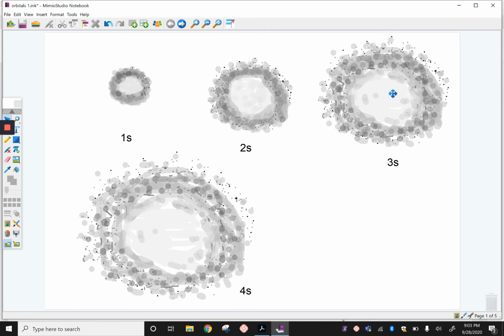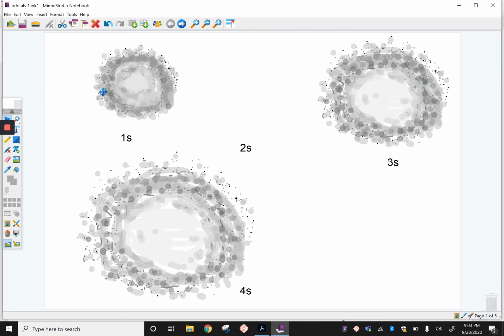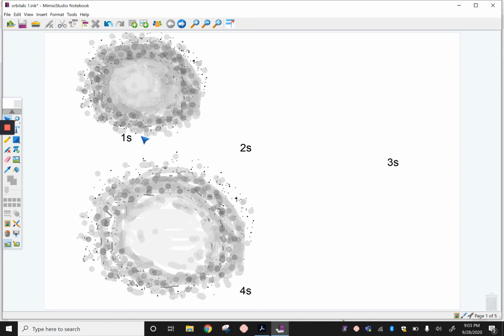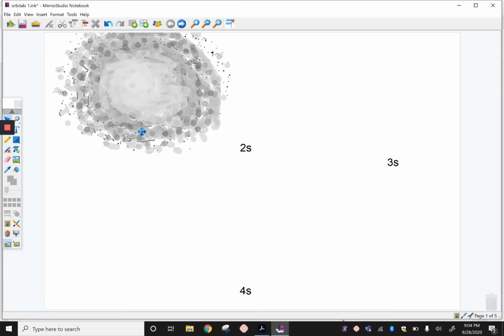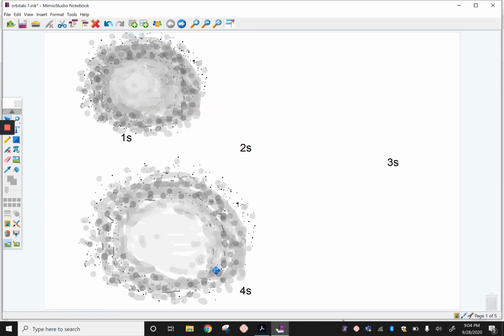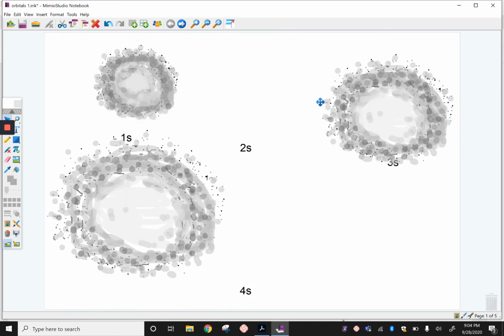You'll notice that they all look like spheres. All the S's look like spheres. The difference is that the S in the first energy level is smaller in diameter than the second, than the third, than the fourth. Again, these are all equations, functions that we graph, and this is showing us the probability of finding electrons somewhere. So the S's look like spheres.